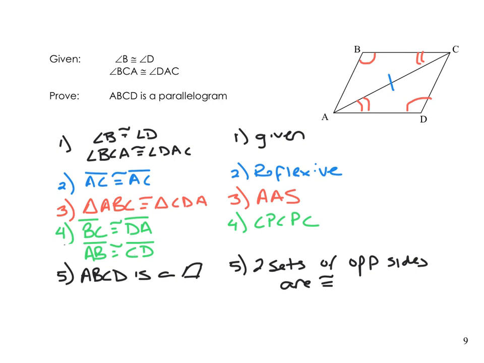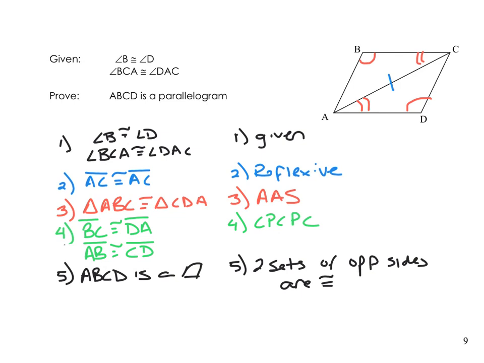Okay, here is my finished proof. The first thing I did is I marked all the givens, and then I noticed that I have that side that's shared by two triangles, so I marked AC congruent to itself. I then went ahead and said that two triangles are congruent by angle, angle, side.